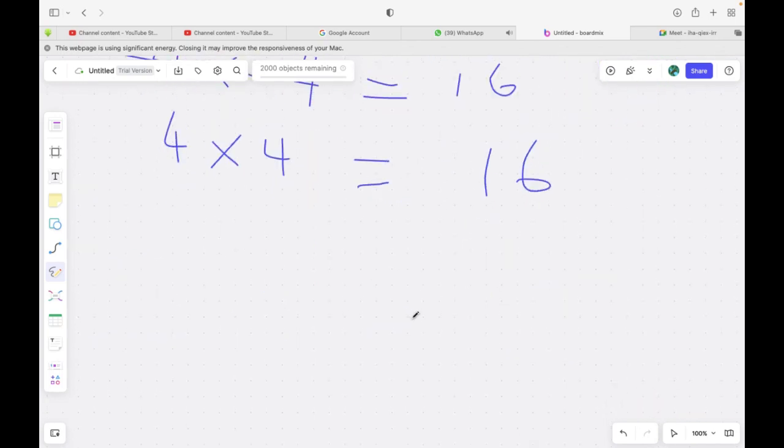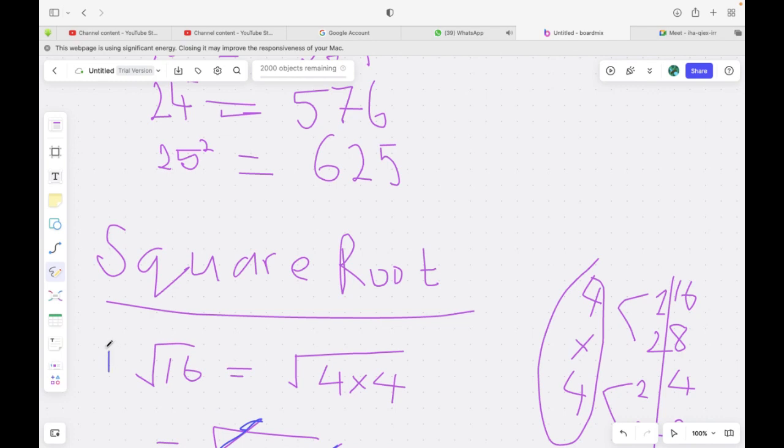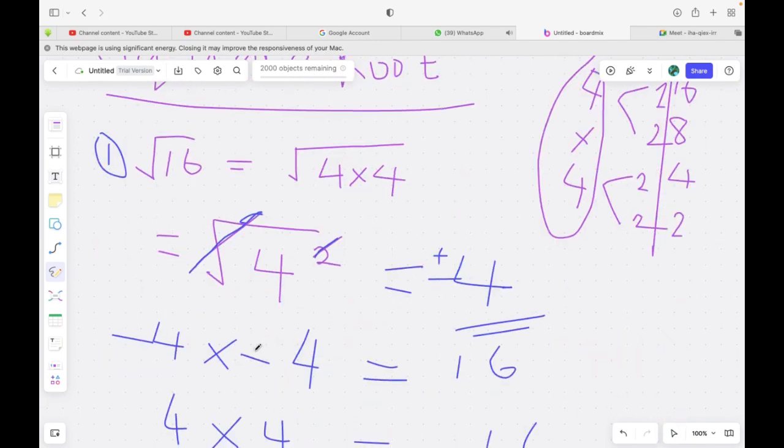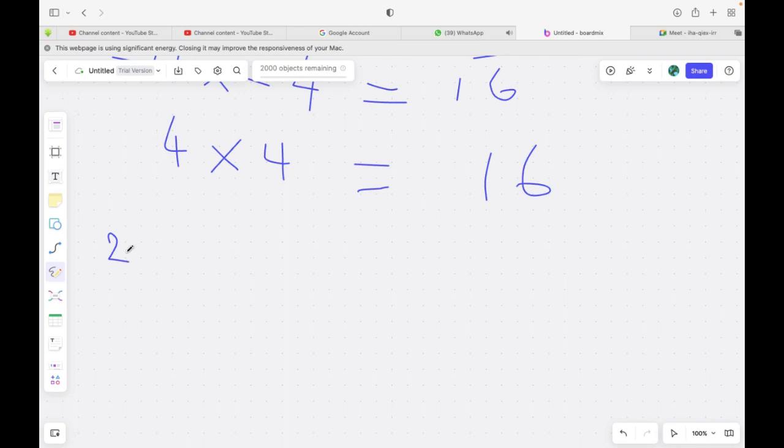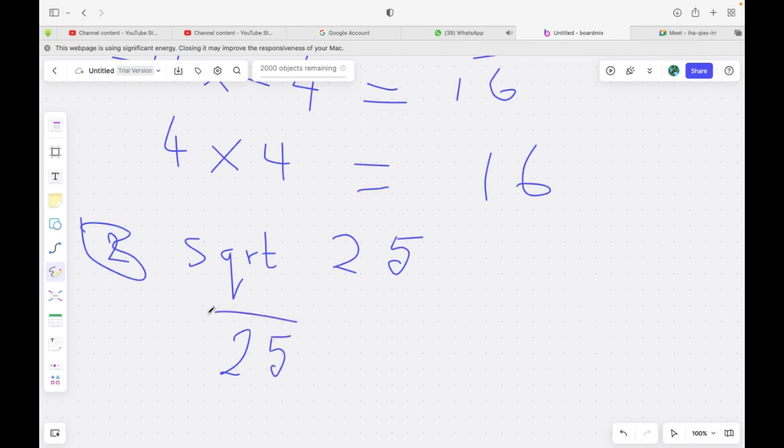That's square root question number 1. Let's take question number 2. We ask you to find the square root of 25. I can use an abbreviation: square is SQ, root is RT. If I ask you to find the square root of 25, you simply write 25 and draw the root on top.